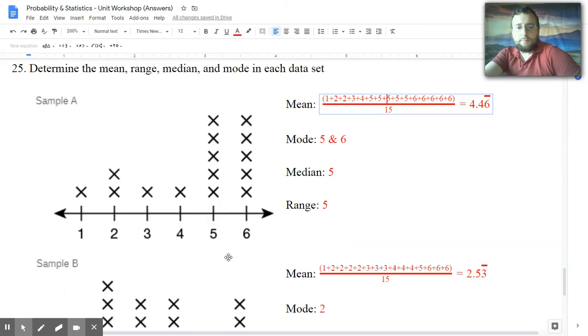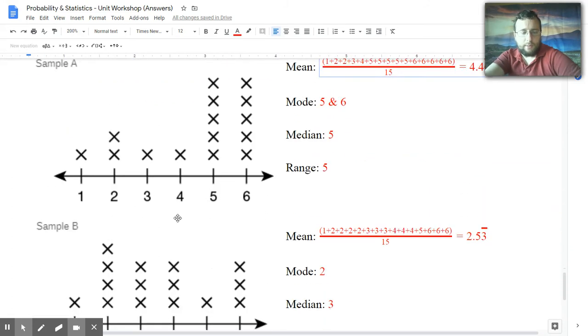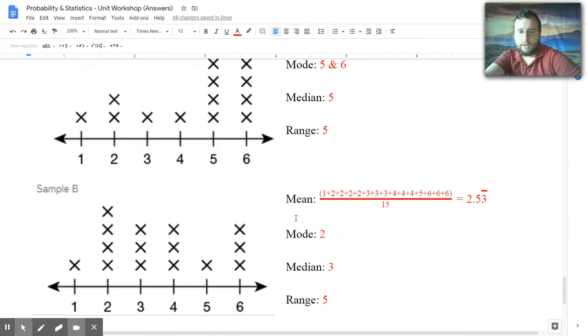That's sample A. If you look at sample B, right off the bat, you can tell, by the way, if the question asks you to compare them, that the grouping is way more in the lower values than the higher values. So there's a shift towards the left, while this one is shifted towards the right here, right?